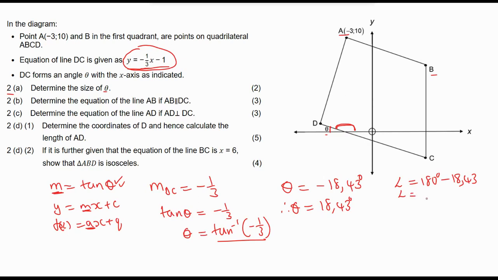So this angle is 161,57 degrees. We get that when we do this. But now we're looking for theta, which is this side. So you can say 180 minus 161,57, you'll get your angle, your theta. To 1 decimal place, theta is equal to 18,4 degrees.